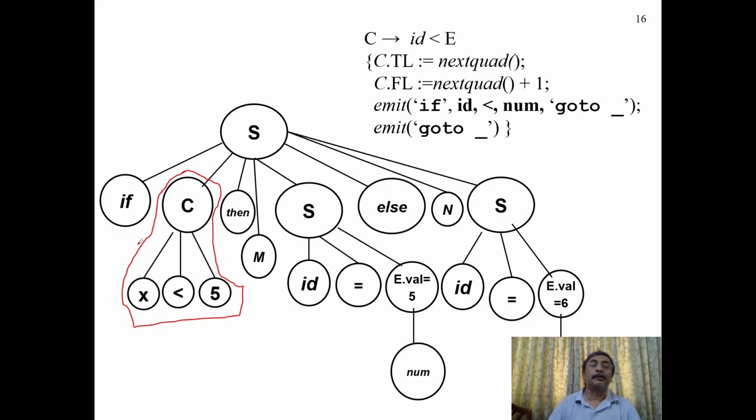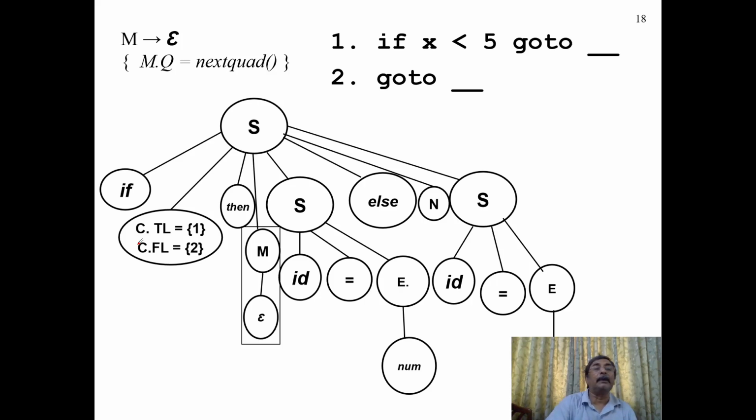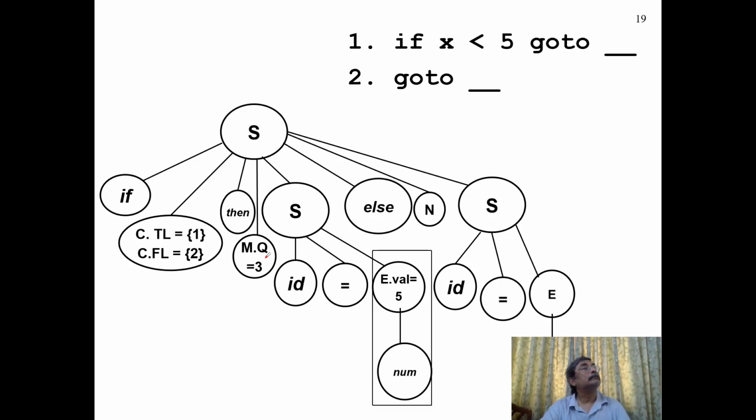This reduction step is known to us. The actions are already explained, nothing more to explain. So we generate this code and we remember this thing. Now see, without any input, this reduction has to take place. So naturally this reduction has to take place on epsilon. Nothing can be generated out of it, but it has to remember the next word. How many lines are generated so far? 2. So what is the next quadruple number? 3. So M.Q will remember that I am 3.